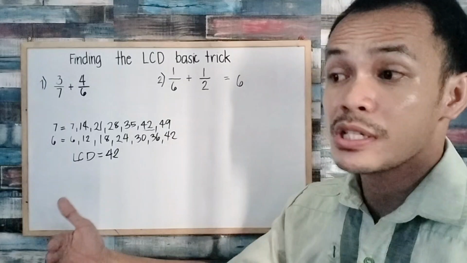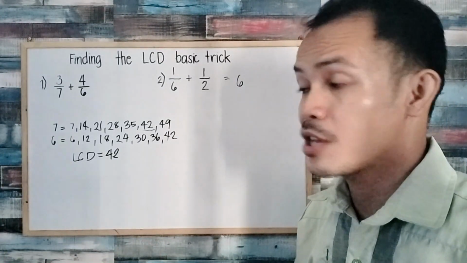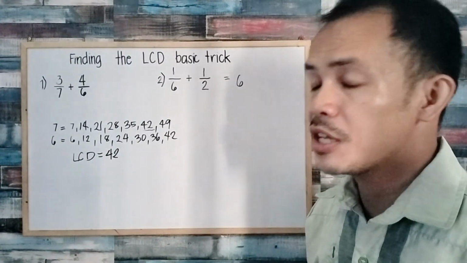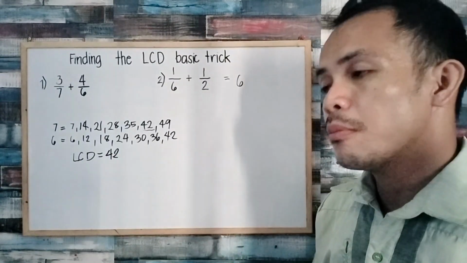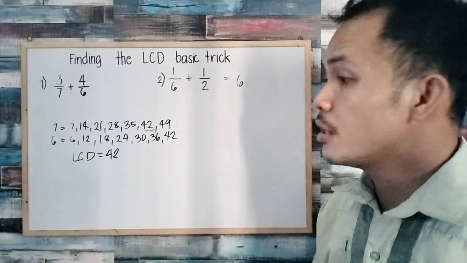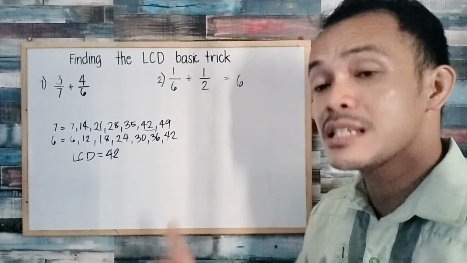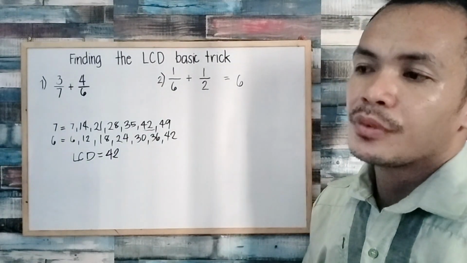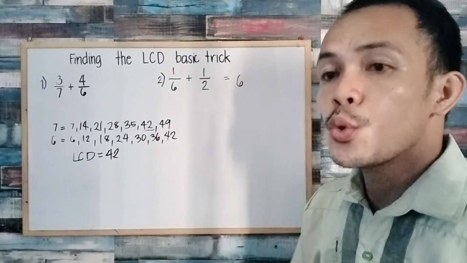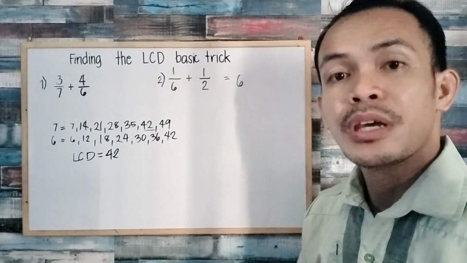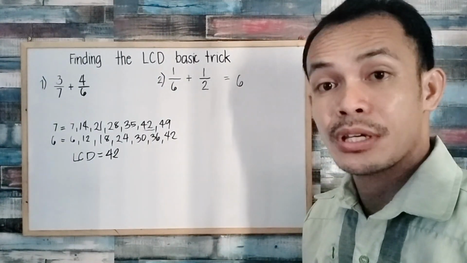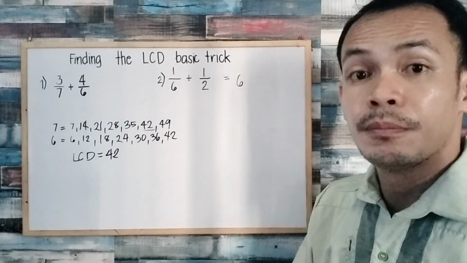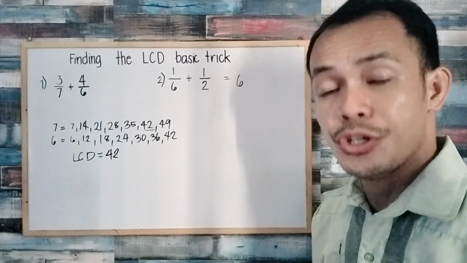So no need for you to use the listing method, no need for you to use prime factorization and other methods to find the LCD of the fractions. You can easily give the LCD by just simply looking into the denominators, and as long as you know the relationship of the denominators, you can easily give the LCD. Like this one. The first, we have prime denominators, at least one of the denominators is prime: multiply the denominators. Second condition, if one of the denominators is a multiple of the other, choose the bigger denominator as your LCD.